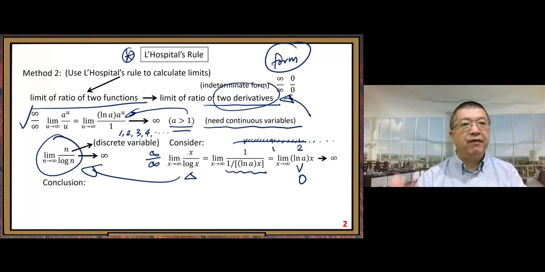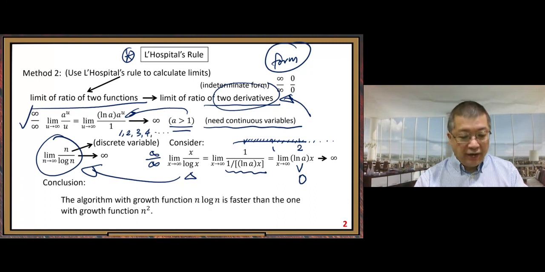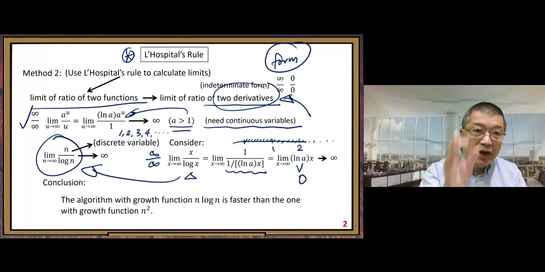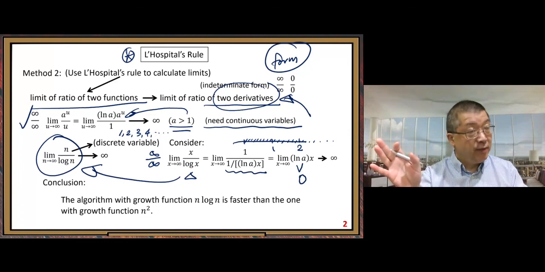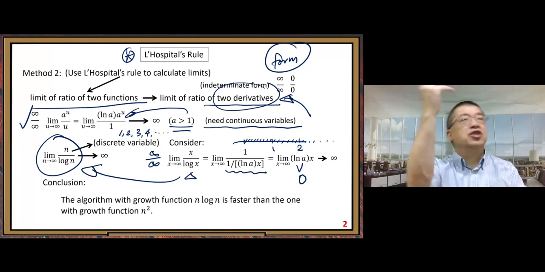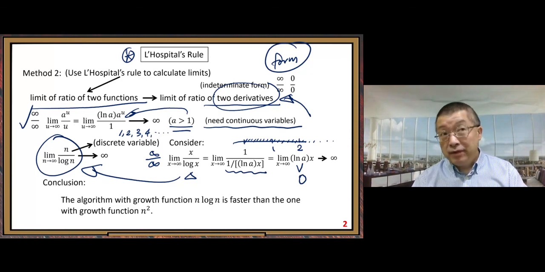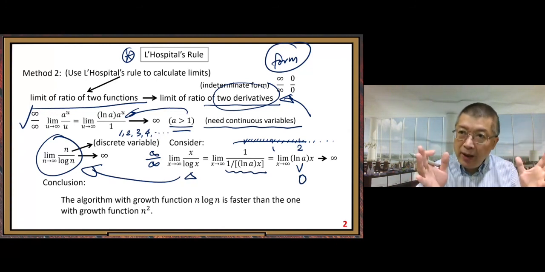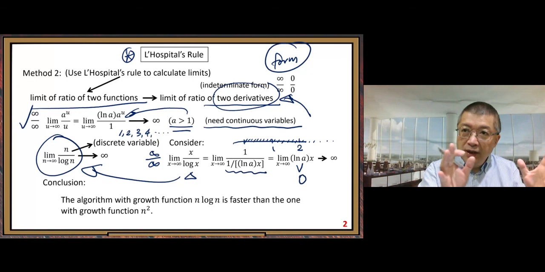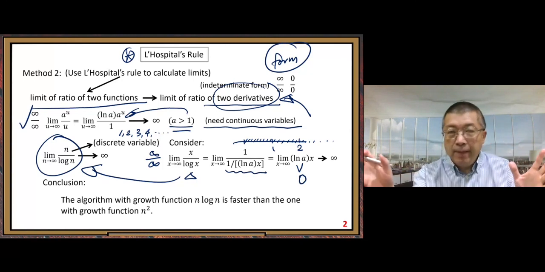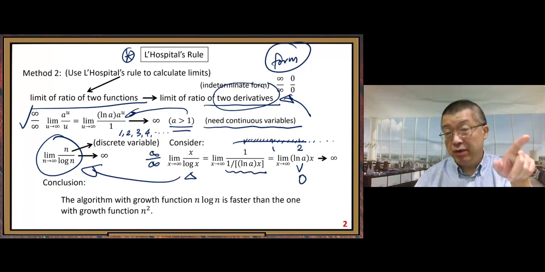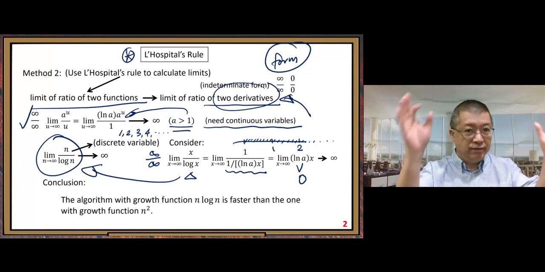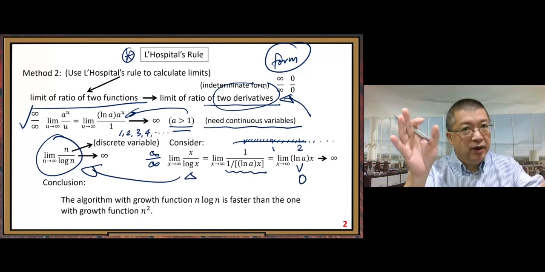At the end, we have this conclusion. The algorithm with growth function n log n is faster than the first method with growth function n squared. That means the second method is better. So when we pay the investment to organize our data, we can get a better result for this particular problem. All right, so we finish our video B.2.